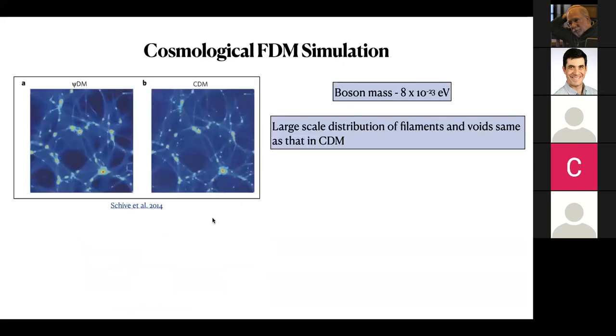What I'm showing is results from a cosmological fuzzy dark matter simulation. This is the first cosmological fuzzy dark matter simulation that was run, for a boson mass of 8 times 10 to the minus 23 electron volts. Here's a comparison between fuzzy dark matter and cold dark matter. On large scales, the distribution of halos and filaments is similar in fuzzy dark matter and cold dark matter.